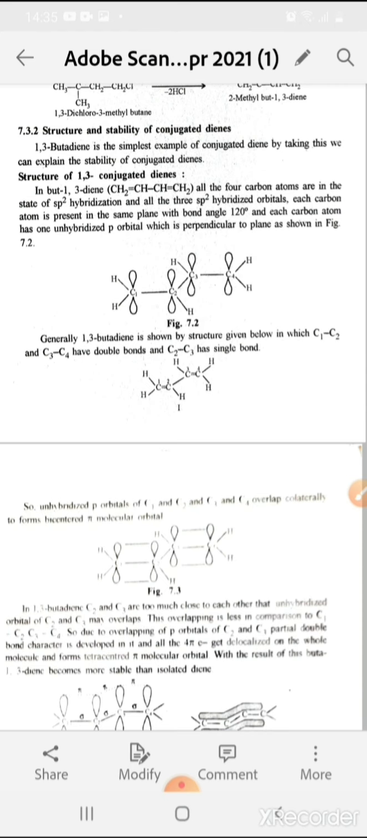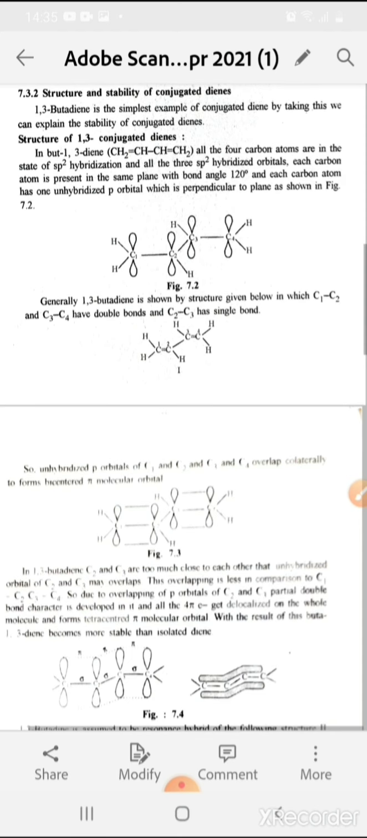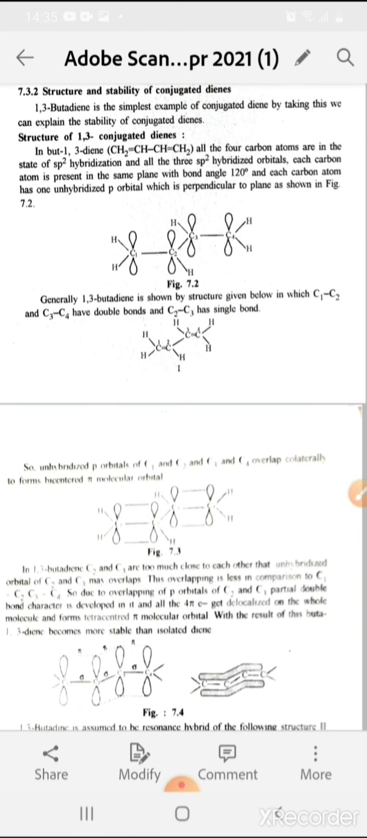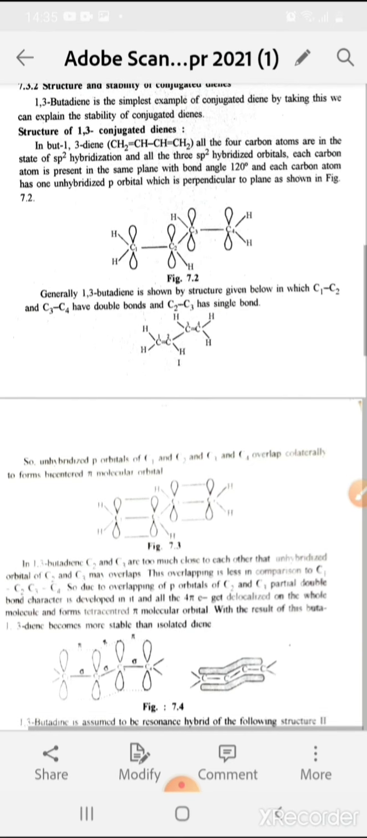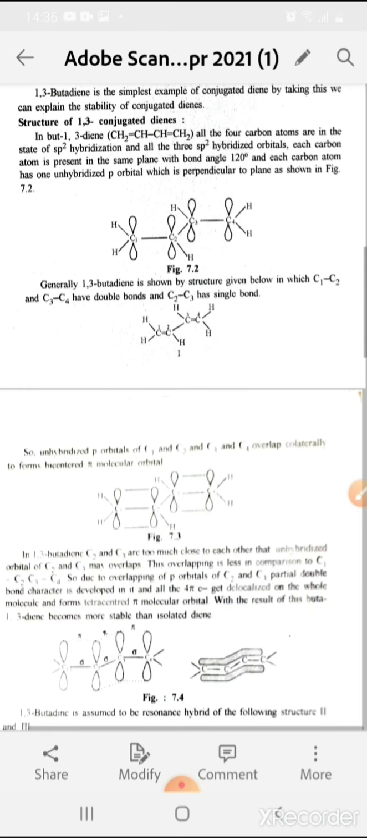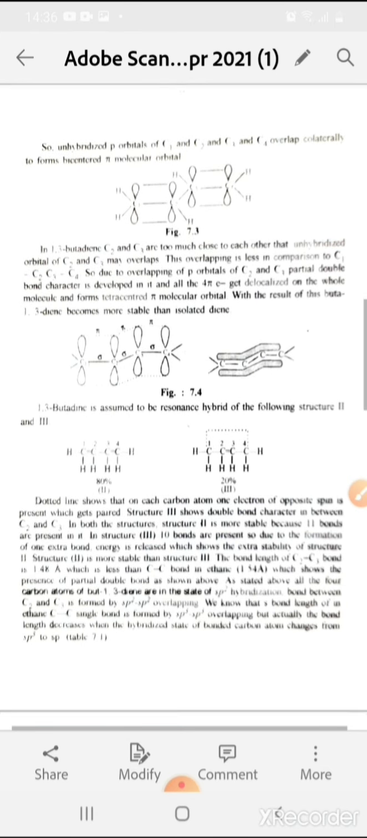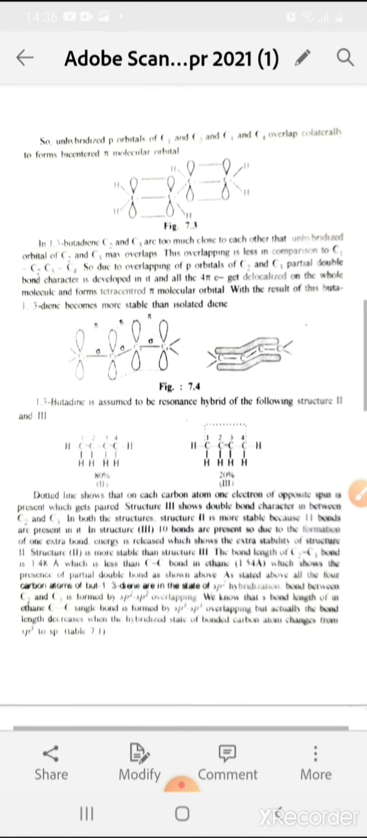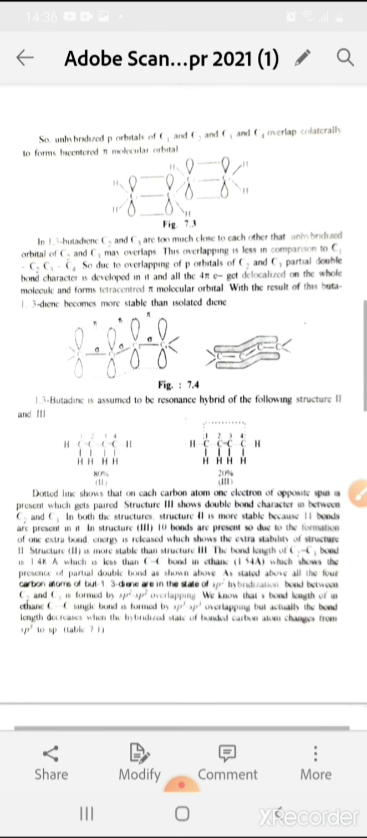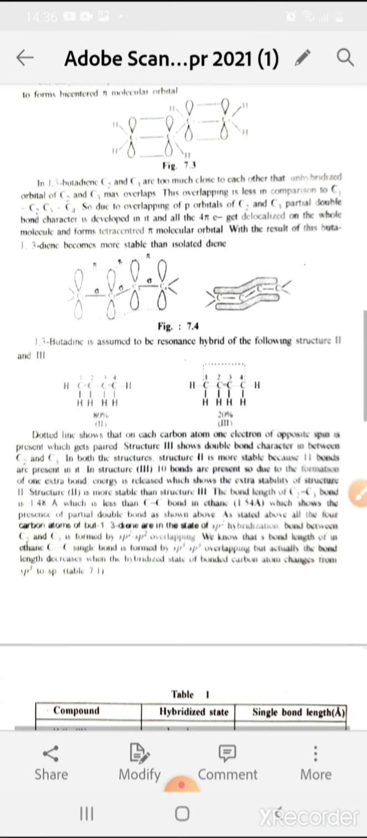So due to the overlapping of p orbitals of C2 and C3, partial double bond character develops in it, and all the 4 pi electrons get delocalized over the whole molecule and form a tetracentered pi-molecular orbital, with the result that buta-1,3-diene becomes more stable than an isolated diene. So we can see this in this structure. Now 1,3-butadiene is assumed to be a resonance hybrid of the following structures: structure 1 and structure 2.